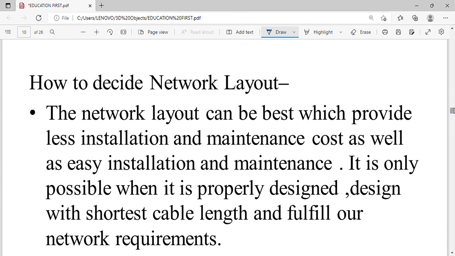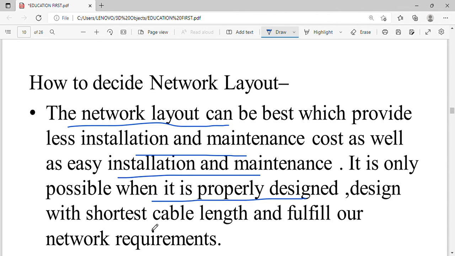Some more points. How to decide a network layout? The best network layout is one which provides less installation and maintenance cost, as well as being easy to install and maintain. It is only possible when it is properly designed. The design with the shortest cable length fulfills our network requirements.